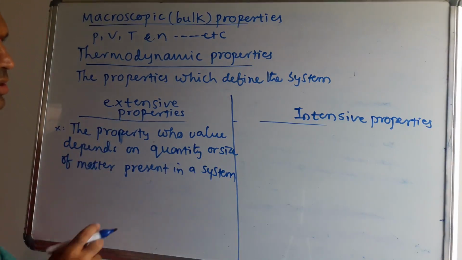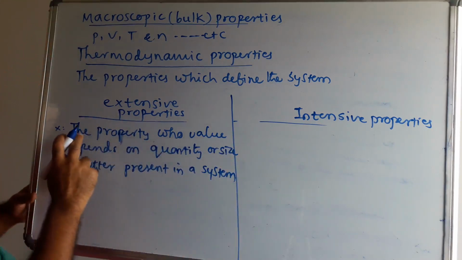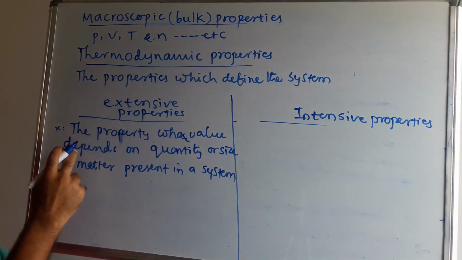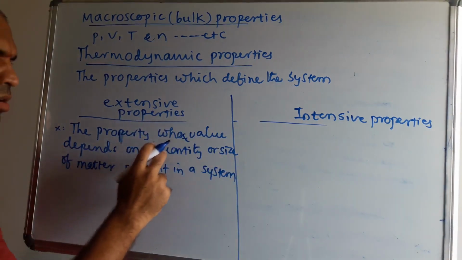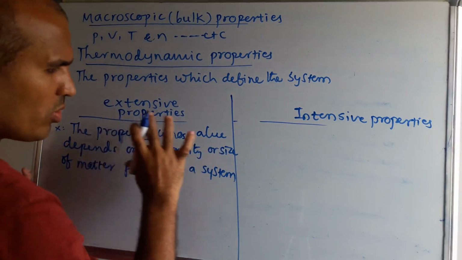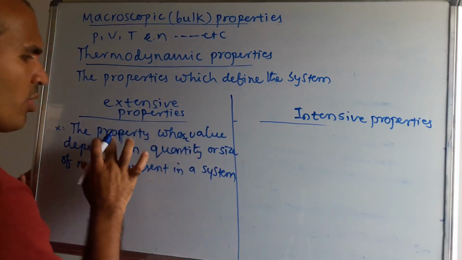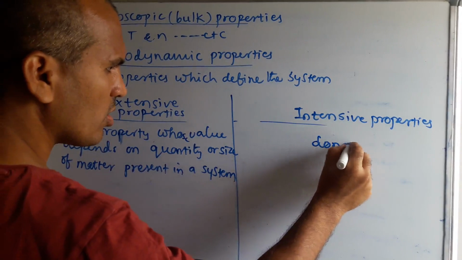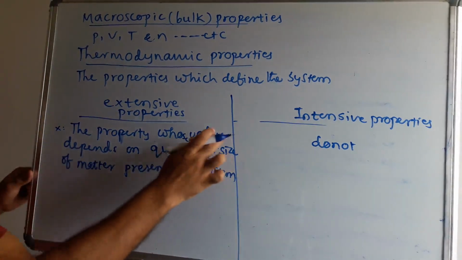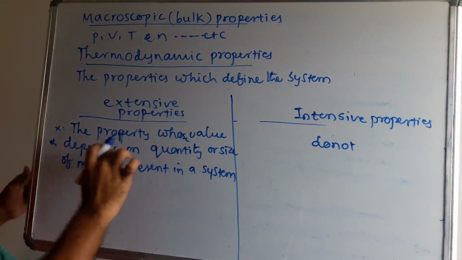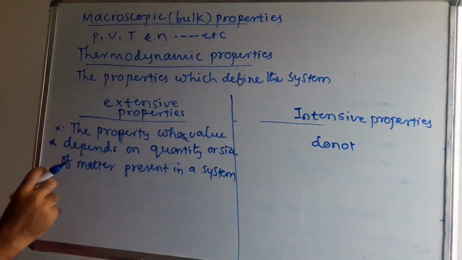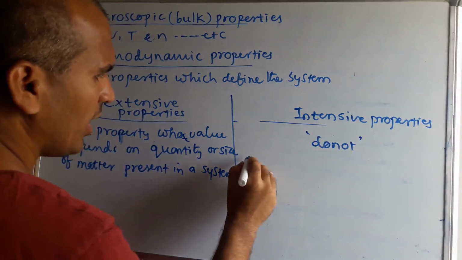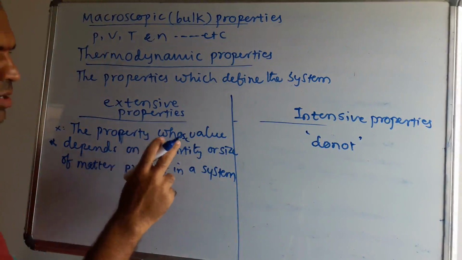Extensive property means it depends. Same definition here. The property, sorry, I forgot to write, whose value depends on. Here, it does not depend on quantity or size, so I want to change the wording. The property whose value does not depend on the quantity or size of matter present in the system. Simply, it is called independent of the quantity or size.